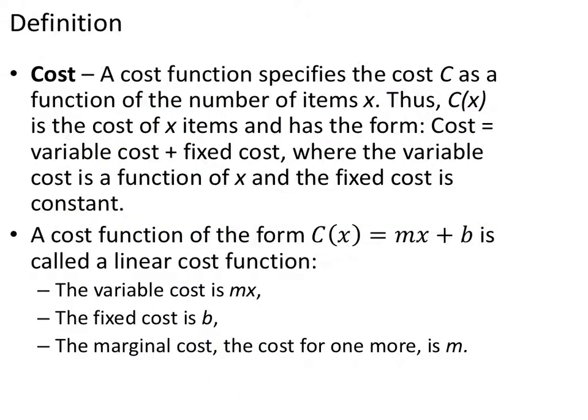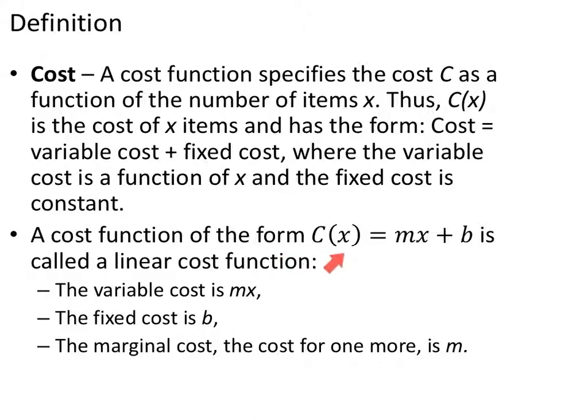Alright, in general, a cost function specifies the cost C as a function of the number of items x. Thus, C of x is the cost of x items and has the form cost is variable cost plus the fixed cost, where the variable cost is a function of x, so it changes with whatever our variable is, and the fixed cost is constant. Like, you have to pay this much to make this product no matter what. And then we add on the variable cost. It depends on how many you want to make now.